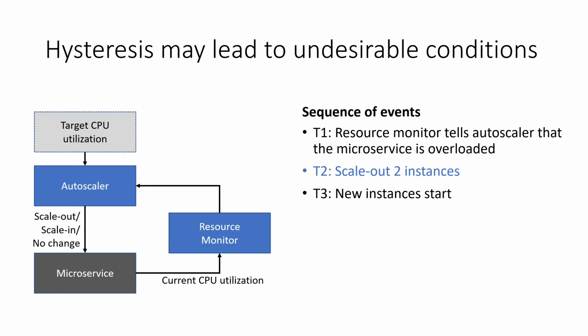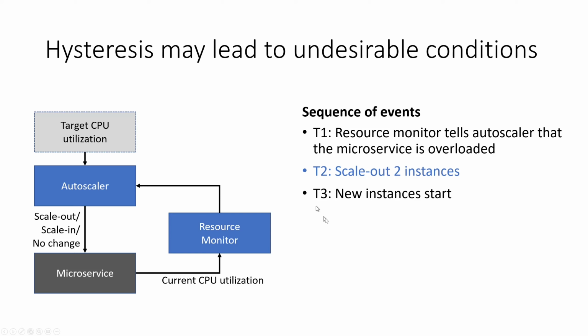Another example is the heating. So when an AC starts to cool our homes, it takes some time until the temperature drops. And same thing with heating. If we turn the heat on, it takes some time until temperature increases. And control loops need to consider hysteresis to avoid undesirable conditions.